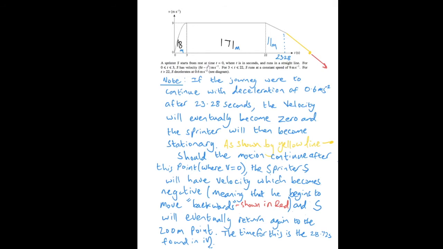And should the motion continue past the point where the velocity is 0, then this is illustrated by the red line where the velocity becomes negative and s starts moving backwards, eventually returning to the 200 meter point in the time shown. So if the motion were continued past 22 seconds, then the graph after the 22 second point would look as follows. Notice the graph has been drawn to show time from 0.